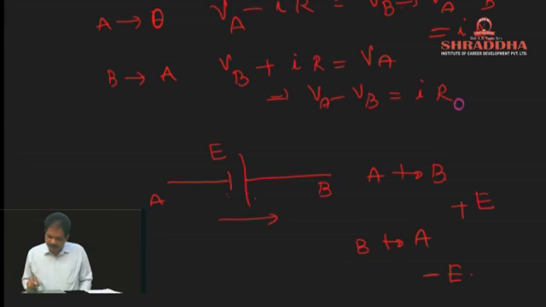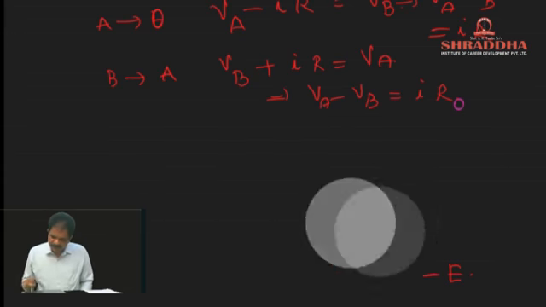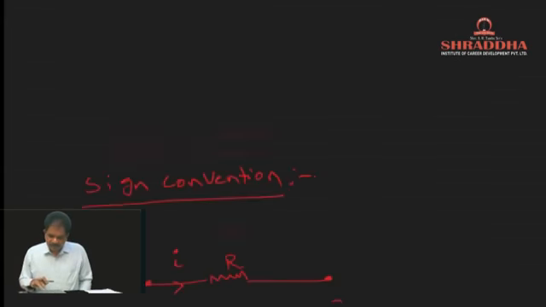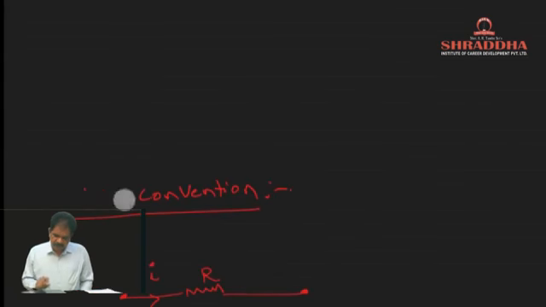Let us do some problems based on this to understand how to apply Kirchhoff's law. Let us discuss some problems relating to this. So what is Kirchhoff's second law? In any closed loop, the sum of all the potentials is equal to zero. That is Kirchhoff's second law. How to apply this law? We will do some problems relating to this.